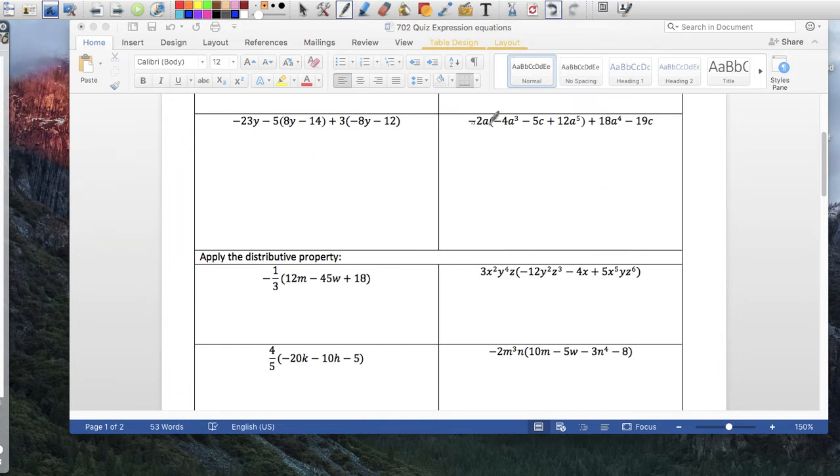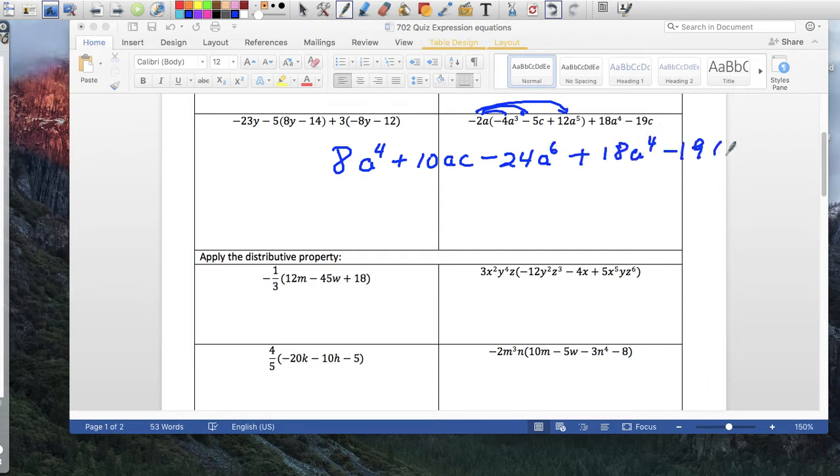Next one. This one is distributive property, but again, there are a lot of exponents you have to be careful with. So negative times a negative is positive, so 8 to the 4th power. Again, this one is also going to be a positive. 5 times 2 is 10, and then AC, because those two variables are different. And it's going to be a negative, because the negative times a positive. 2 times 12 is 24. The A's are the same. Keep the base, add the exponents. Plus 18A4 minus 19C. So is there anything with an A4? Yes, there is. We got these two guys right here.